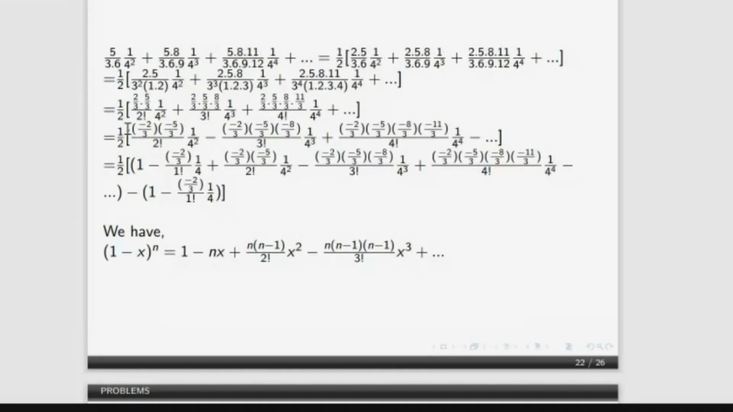And in the second step, what I am doing is I am taking 3 as a common factor from each denominator, right? So in the first term, I have 3 square into 1 into 2. In the second term, I have 3 cube into 1 into 2 into 3. Third term, 3 power 4 into 1 into 2 into 3 into 4, etc. Right. So we are trying to transform it into something to which we can apply some identity or something like that.